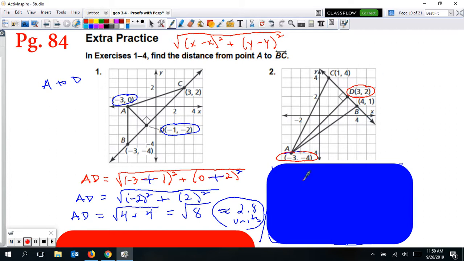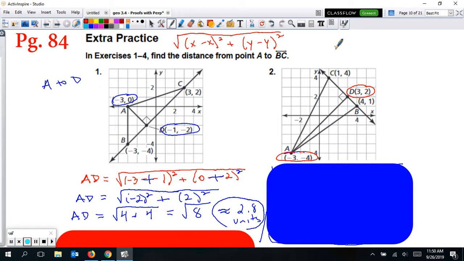and I want you to try this one here. I want you to pause the video, use those 2 points with the distance formula, see if you can come up with the right decimal. Just go to 1 decimal place like this, and then play the video and see if you're correct. So go ahead and pause the video and complete number 2.